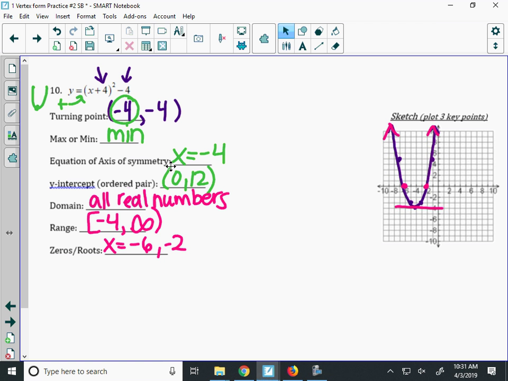If you have questions on the other problems on your packet, check the answers that are on the packet, check the key on Canvas, or ask your teacher for some help.